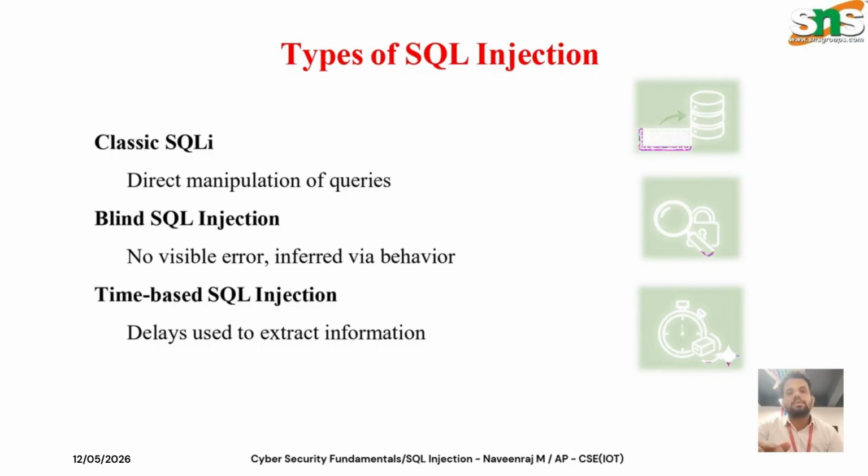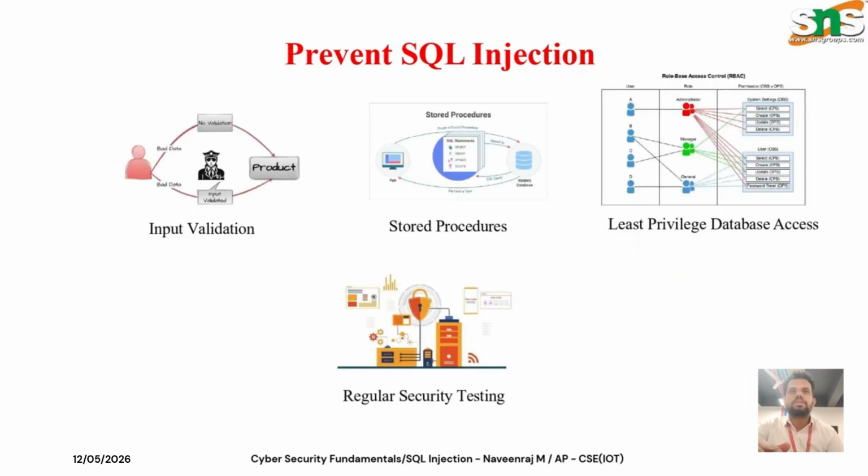Okay, what are the various types of SQL injection? Classic SQL injection, blind SQL injection, and time-based SQL injection. Classic SQL injection, also called error-based SQL injection, directly manipulates the query, and database errors reveal information. For example, the application displays SQL error messages. In blind SQL injection, there is no visible error message. Attackers infer information based on application behavior, such as true or false responses. For example, the page loads differently when a condition is true. It is harder to detect but still dangerous.